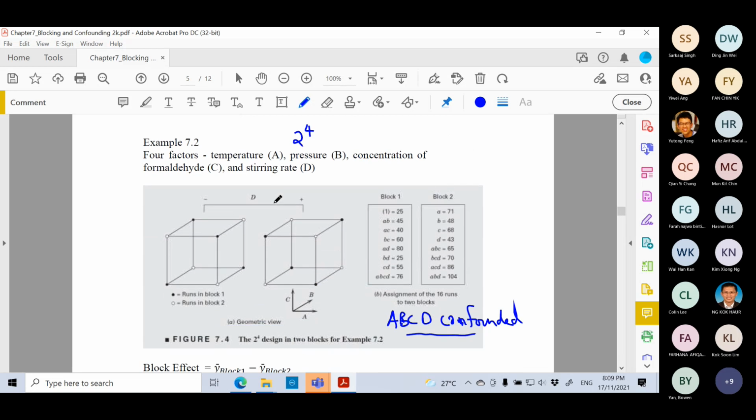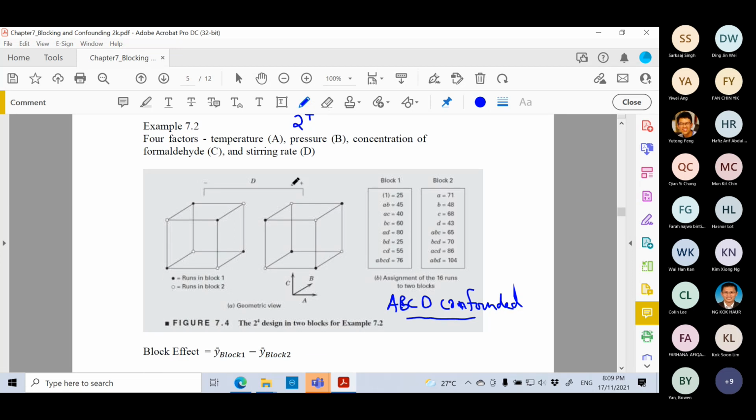So this is an example for the 2 power of 4 factorial design. Okay, they put it in 2 blocks here, where each block consists of 8 treatment combinations. In this case, they will do the confounding with the ABCD. They arrange all the letters here into the ABCD. Therefore, the ABCD will be confounded with the block.